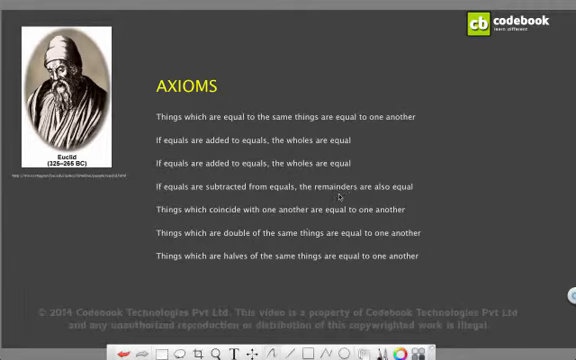Euclid also gave the world some axioms. Axioms are statements which are assumed to be true. So these are like self-evident statements. So few of the axioms that he gave us are: things which are equal to the same things are equal to one another. So this is something that is quite evident. Like if 2 things are equal to something else, then those 2 things must be equal to each other.